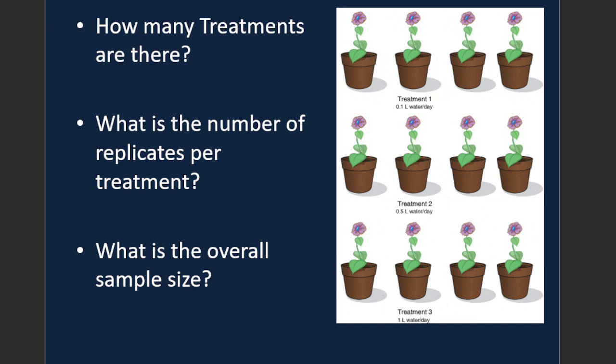So in this example, you see how many treatments there are. There's 1, 2, 3 treatments. How many replicates per treatment? You can see that there's 4 flowers per treatment, so that's 4 replicates. And then you can see the overall sample size total.